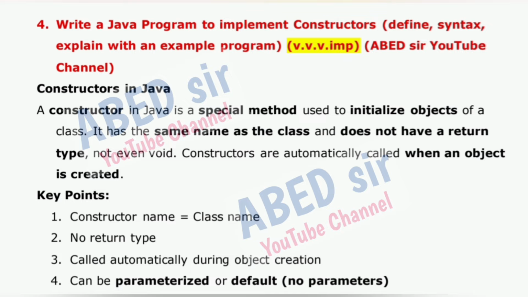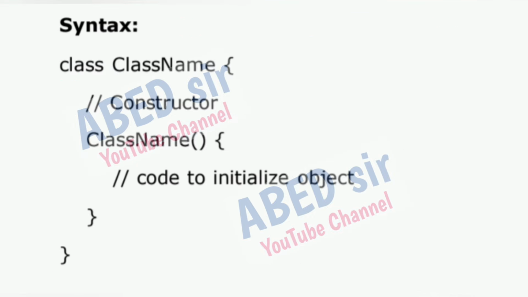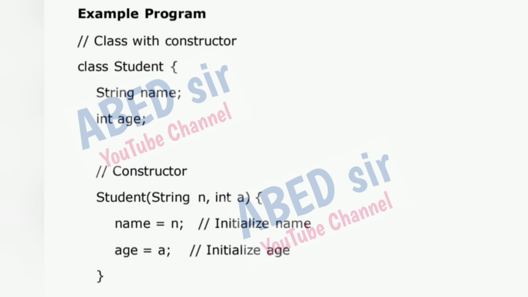Key points. 1. Constructor name is equal to class name. 2. No return type. 3. Called automatically during object creation. 4. Can be parameterized or default, with no parameters. Syntax: ClassName constructor, ClassName, code to initialize object.